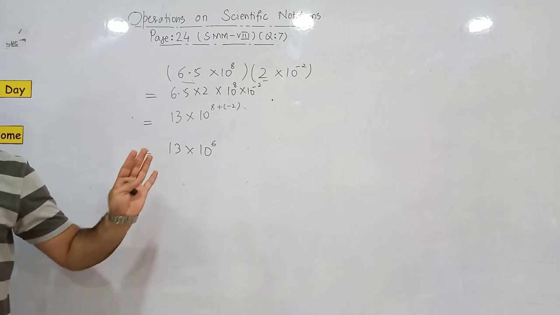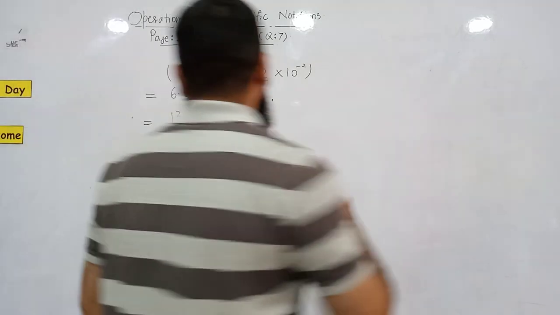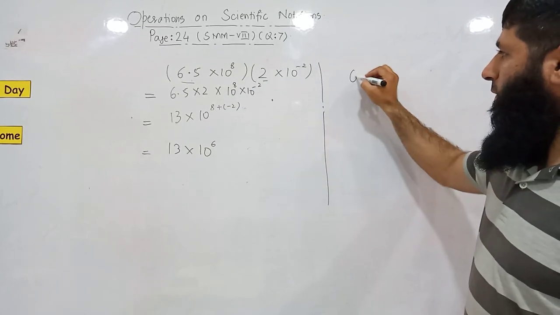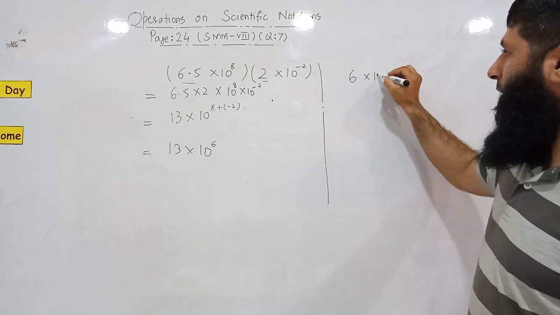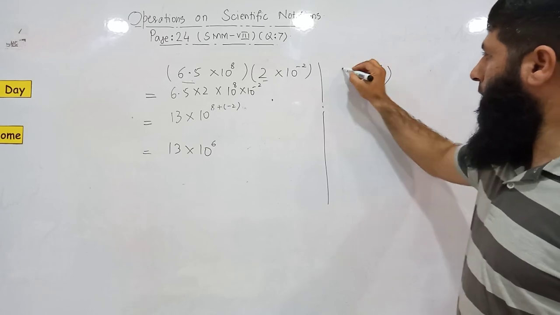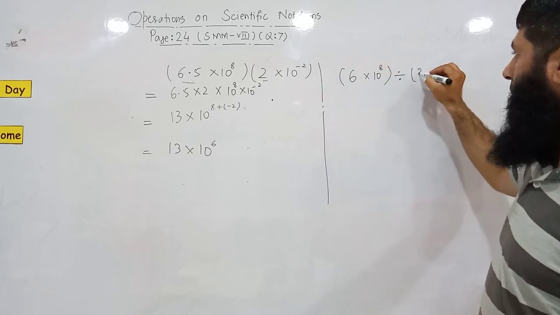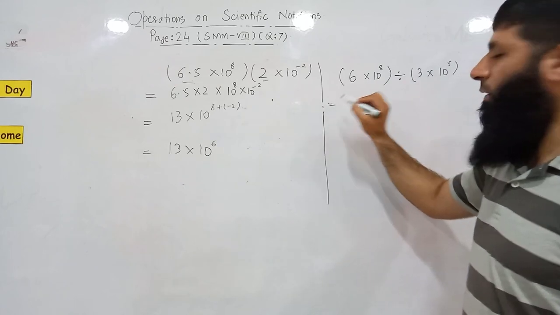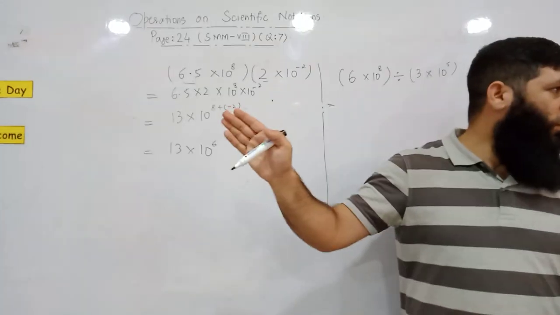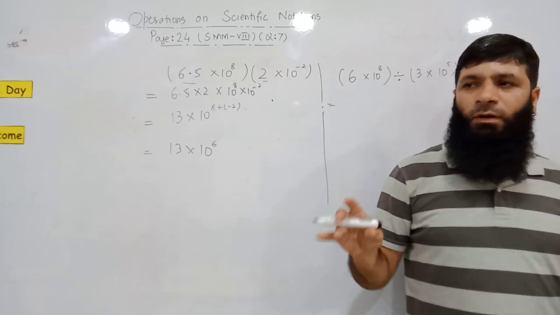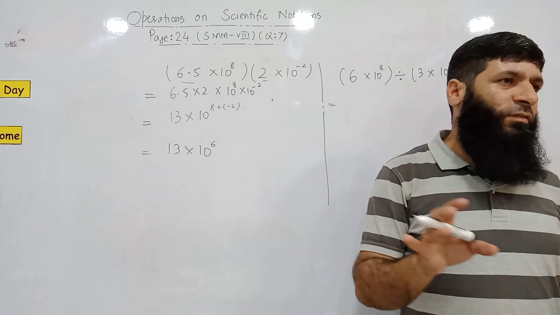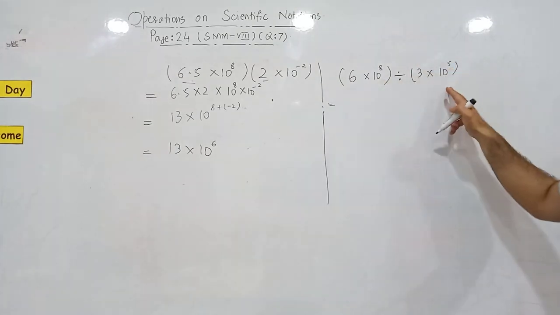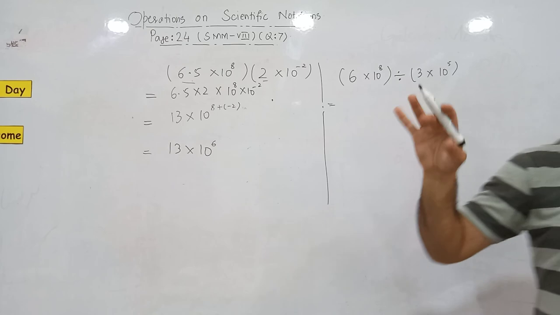You can have another example, just a minute. If you divide these two numbers, like 6 multiplied by 10 raised to the power 8 divided by 3 multiplied by 10 raised to the power 5. Listen, again, like in previous examples, I've told you that the numbers without 10 will be operated separately. You will operate 6 with 3 and 10 raised to the power 8 with 10 raised to the power 5. Because this is a division operation.